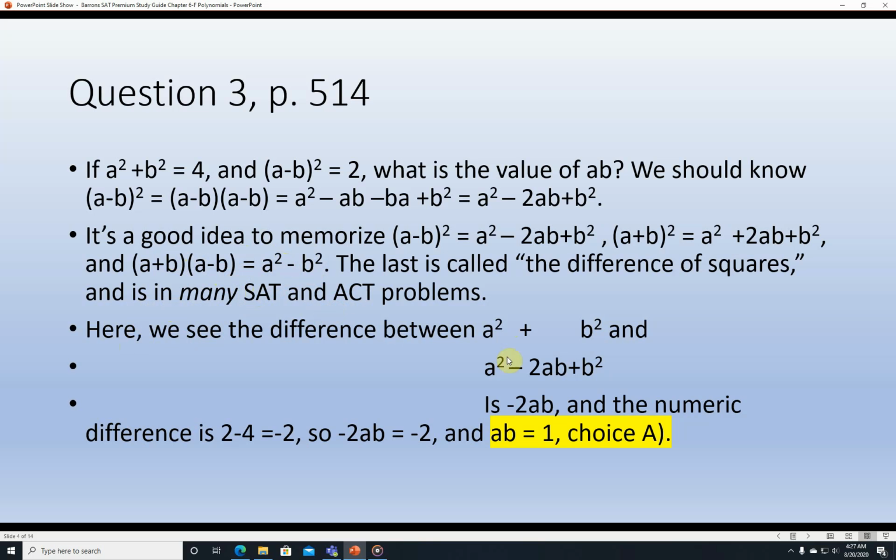So here we see the difference between a squared and b squared. Notice I left a space there. And a squared minus 2ab plus b squared. Okay, a squared minus a squared is 0. b squared minus b squared is also 0.